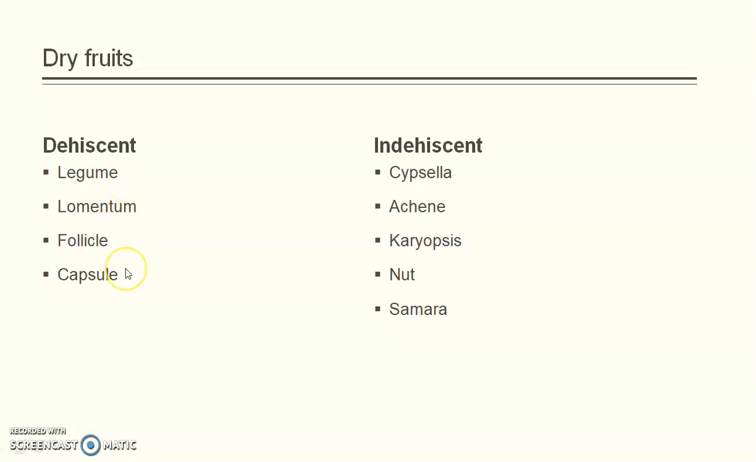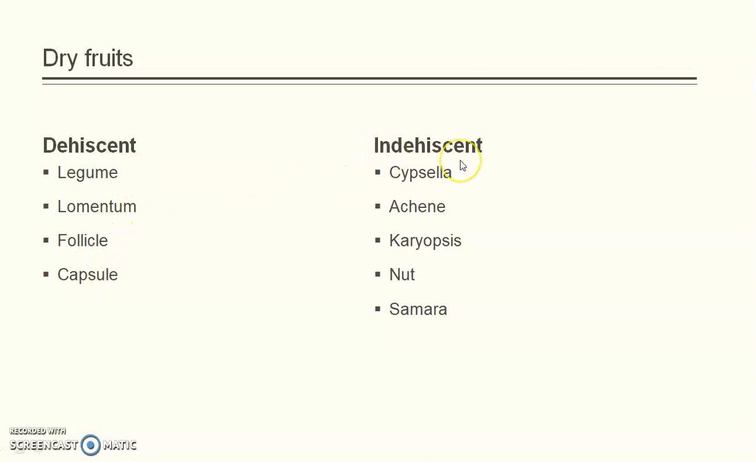How to remember this one? Let us create a story. This dehiscent fruit, after maturity, is wearing a cap, falling on the ground. Because of wearing new leggings, the brand name is lomentum. So you can easily remember legume, lomentum, follicle and capsule.